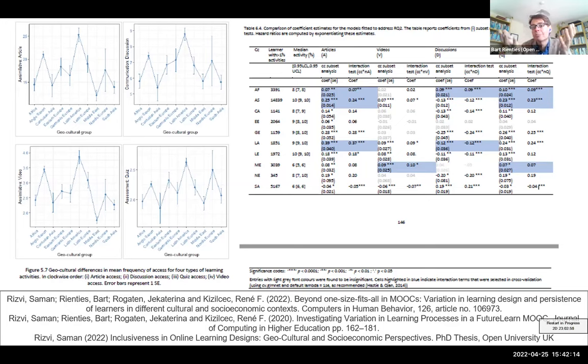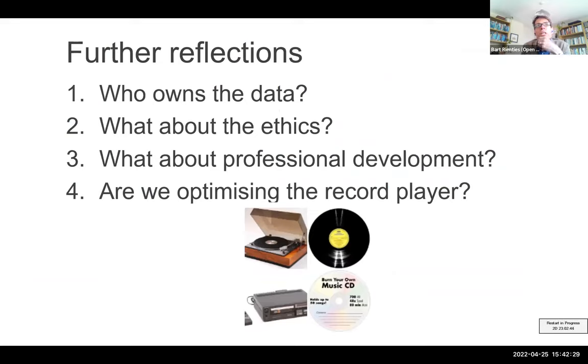And again, the great thing about learning analytics is that we can then start to see which types of designs work best for which types of students. And potentially in the near future, we could start to offer slightly different versions to slightly different students. So, some further reflections, because I want to leave a couple of minutes for questions.